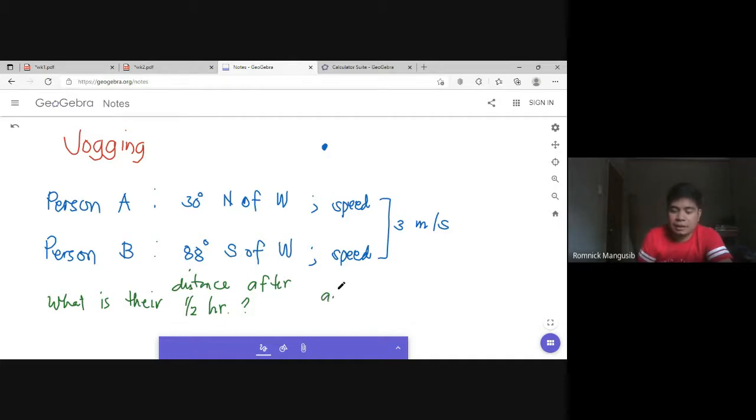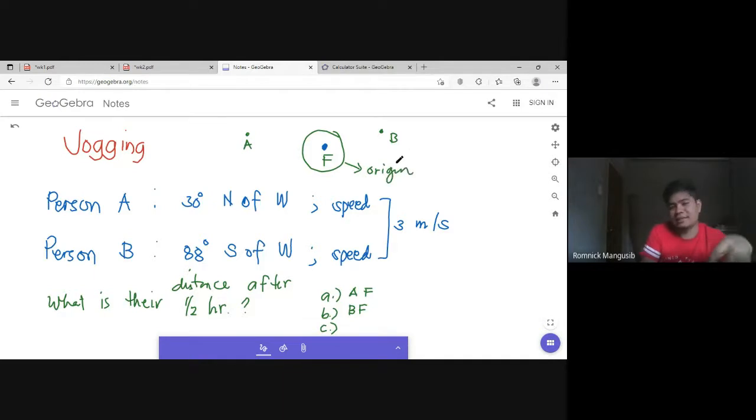Okay, distance A, tatlo ang gusto kong ma-identify. Let's say for example, ito si person A, ang pinanggalingan nila is point F, tapos si person B. So, gaano kalayo si person A mula sa kanilang pinanggalingan, AF? Gaano kalayo si person B mula sa kanyang pinanggalingan? BF. Where F is the origin. Dito sila nanggaling. Diyan sila nag-start tumakbo. And then C is AB. Gaano sila kalayo with each other after 1/2 hour?